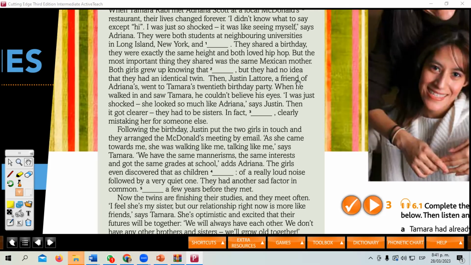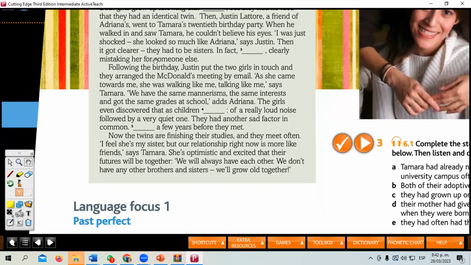Then Justin Rator, a friend of Adriana's, went to Tamara's 20th birthday party. When he walked inside, Tamara, he couldn't believe his eyes. He was just shocked. She looked shocked. She looked so much like Adriana, says Justin. Then it got clearer. They had to be sisters, in fact, clearly mistaking her for someone else. Santiago, please continue.